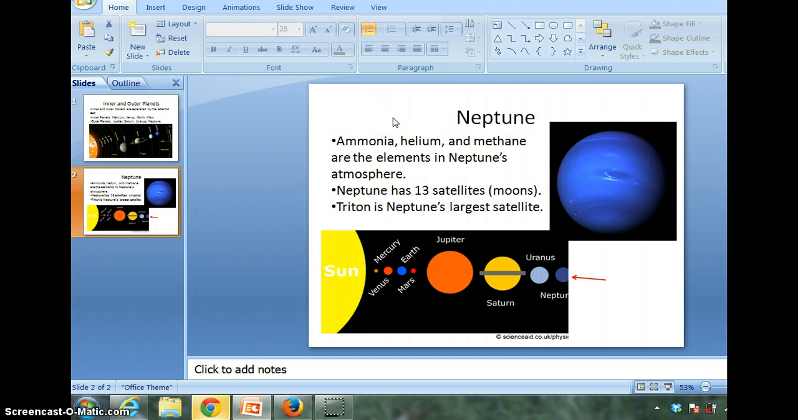I also redid the slide on Neptune. I took the same graphic, but I made it much smaller, so it was easier to read the text. I also found a simple graphic to show where Neptune is in relation to the other planets, and this is to help the reader better understand with more simplified graphics.